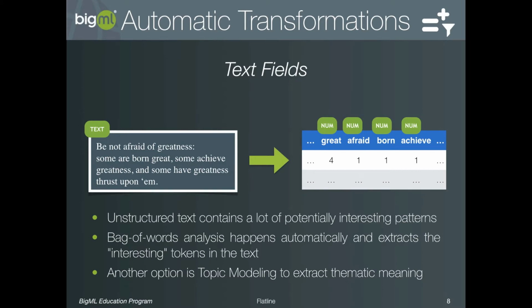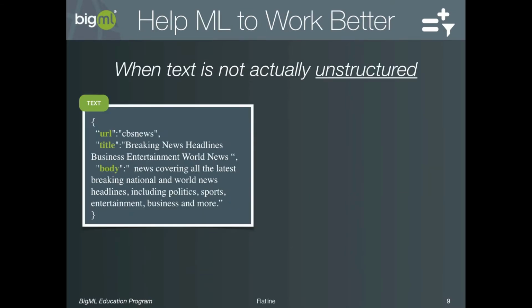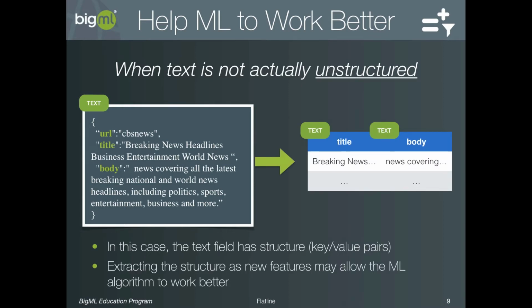Now, of course, these automatic transformations sometimes are not enough, which is when feature engineering becomes important. For example, what if a text field is not actually unstructured? This example comes from the StumbleUpon dataset. One of the fields in that dataset is called the boilerplate, which contains the text of the website that is being analyzed. However, this field is not just the raw text of the site, but rather a little JSON document with key value pairs that denote the URL, the title, and the body of the HTML page. In this case, this text field has a deeper structure. It is actually multiple text fields. By extracting these key value pairs as separate text fields, the machine learning algorithm may work better.